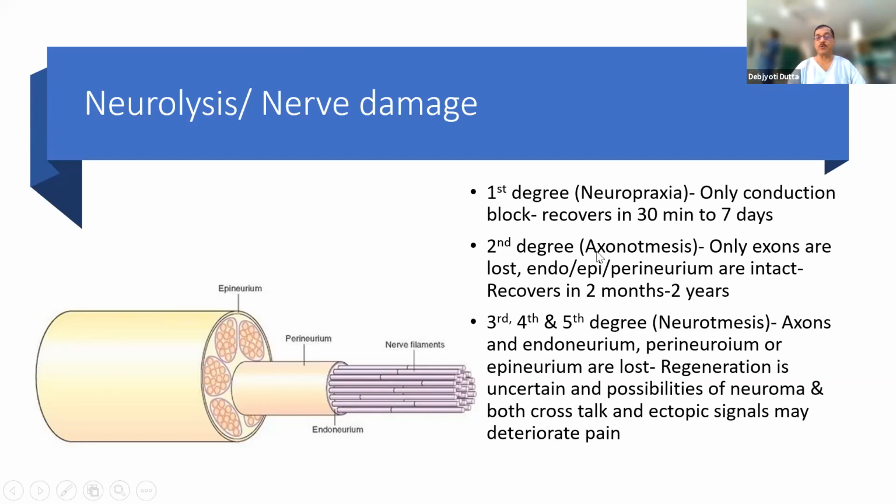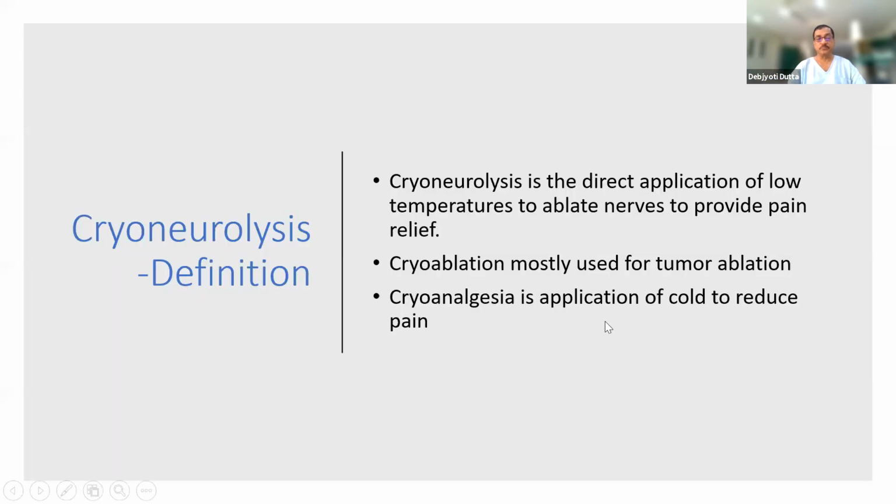And 2nd degree block is possible with cryoneurolysis. And that is the reason why cryoneurolysis is nowadays becoming popular. So cryoneurolysis definition: low temperature to ablate the nerve, that is cryoneurolysis. What is the difference from cryoablation?